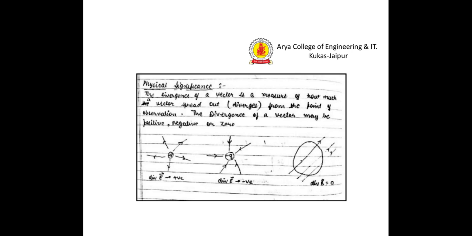First we take plus q charge. As we know that the electric lines of force for plus q charge move in outward direction. That's why the divergence of E vector is positive. If we move to the second figure, for minus q charge, again we know that for minus q charge the electric lines of force move in inward direction. That's why the divergence of E vector for minus q charge is negative.